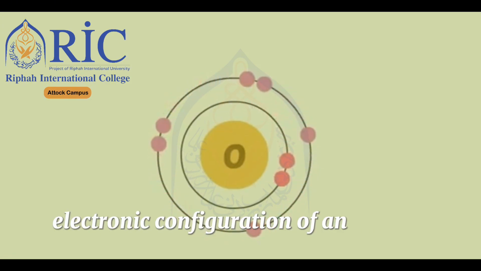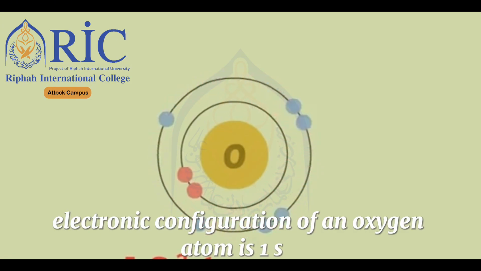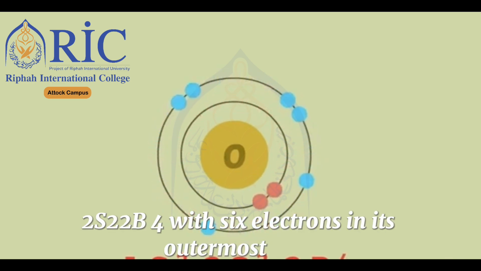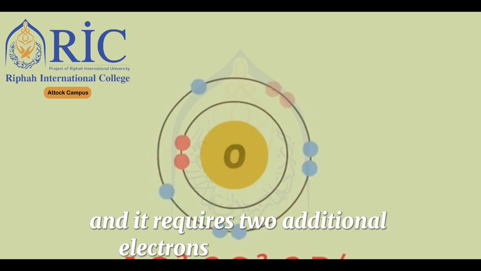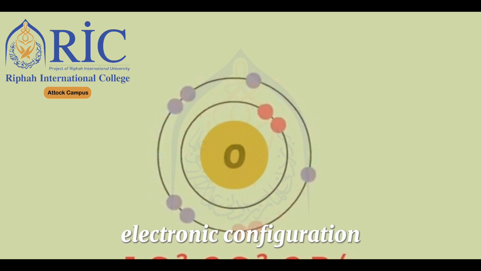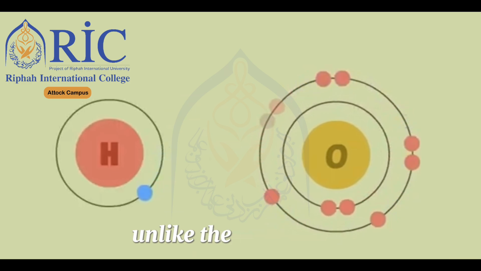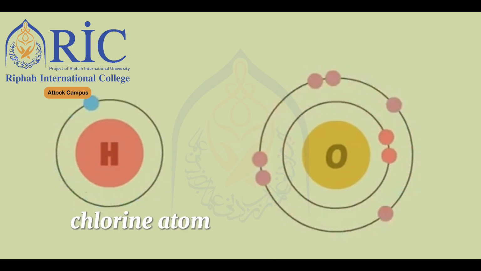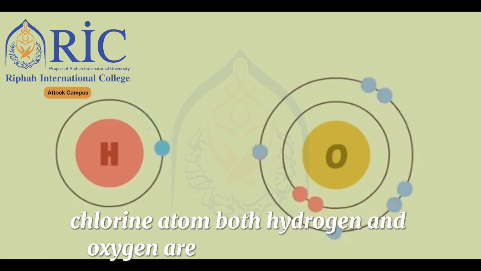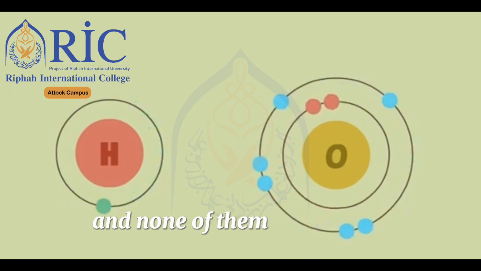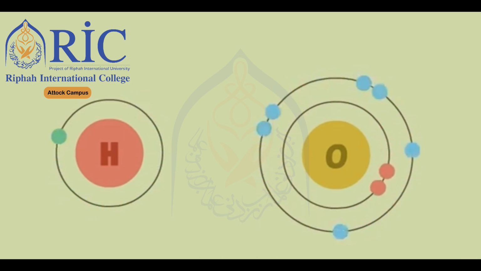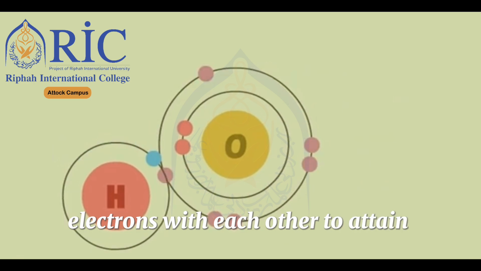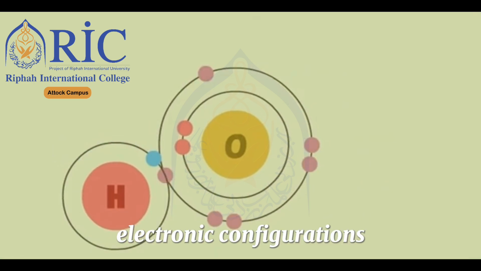Electronic configuration of an oxygen atom is 1s2, 2s2, 2p4 with 6 electrons in its outermost shell, and it requires 2 additional electrons to attain stable electronic configuration. Unlike the earlier case where we had a donor sodium atom and an acceptor chlorine atom, both hydrogen and oxygen are in need of electrons, and none of them can donate electrons. Therefore, they share their outermost shell electrons with each other to attain stable electronic configurations.